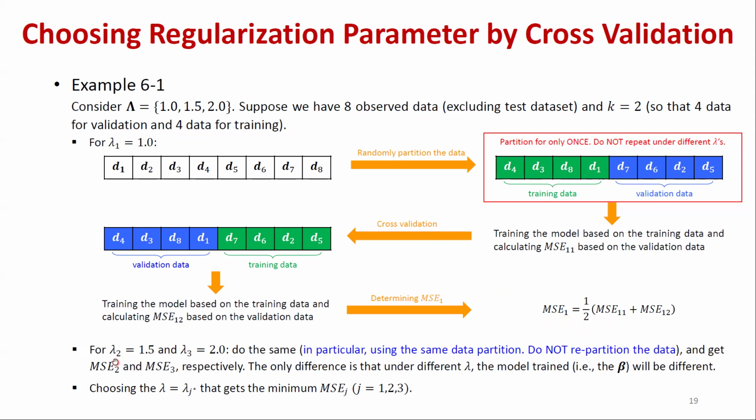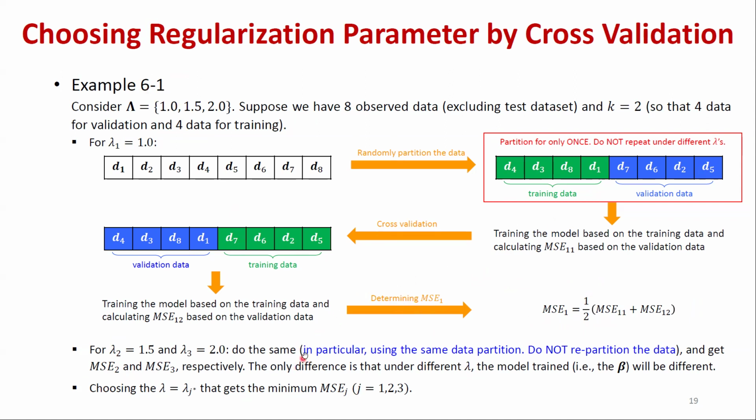Now for lambda equal to 1.5 and lambda equal to 2, I can do the same thing, and then I get MSE2 and MSE3. Now I just need to compare MSE1 versus MSE2 versus MSE3. Which one is the smallest one? I'm going to choose that lambda. So this is the cross validation.